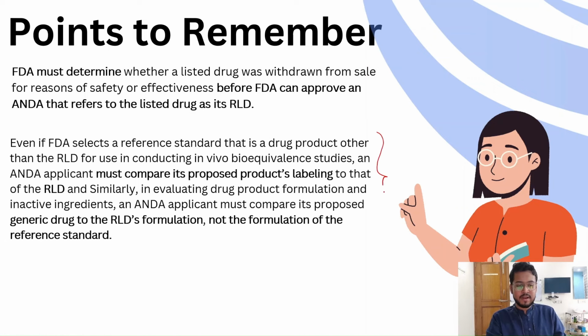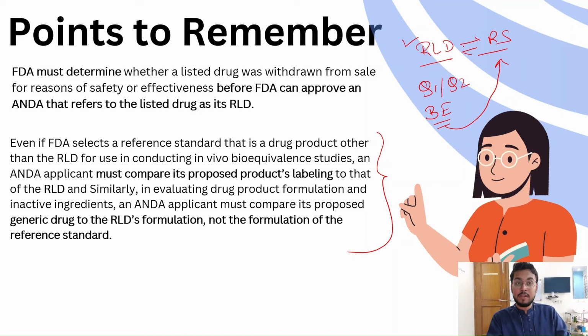This point here summarizes everything which I have explained to you now. So there is your RLD and there is your RS, right? So whenever, as a generic applicant, you are applying your ANDA, you have to show Q1, Q2 similarities, or formulation similarities, with the RLD, as well as you have to show bioequivalency. And to show bioequivalency, you can use one standard, that is the RS. Now, if the RLD is still marketed, your RS and the RLD will be the same. Okay, that means you can use your RLD to show the bioequivalency.